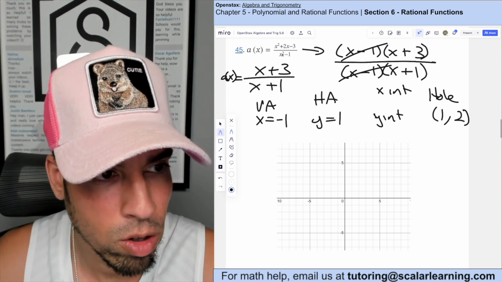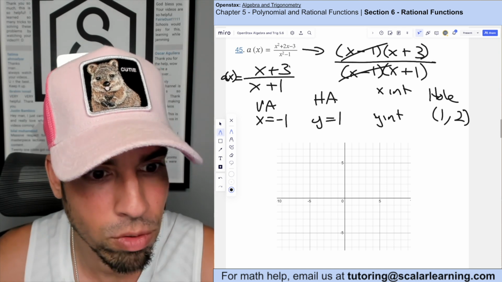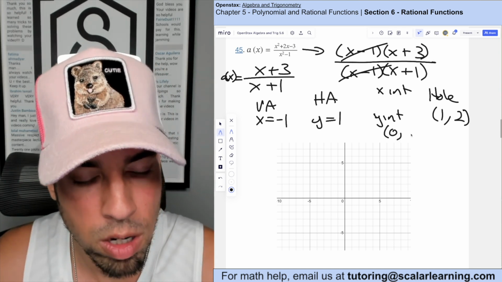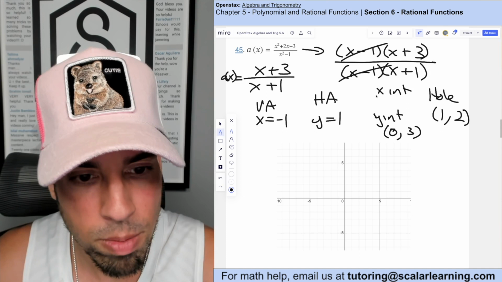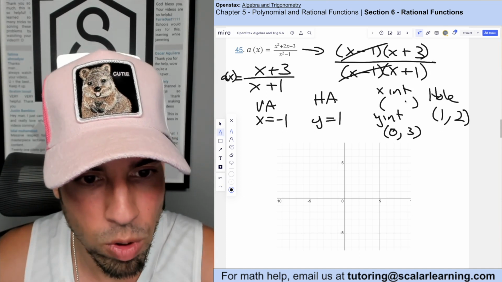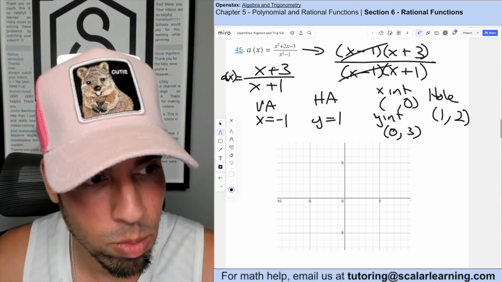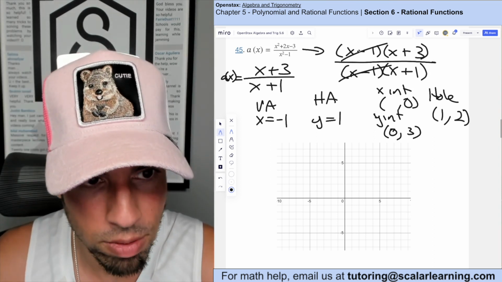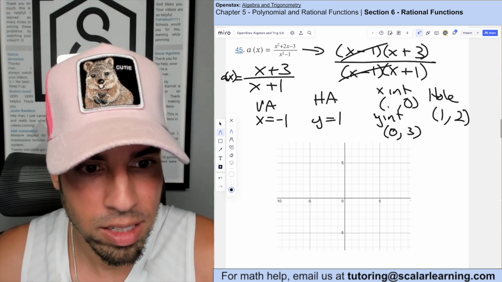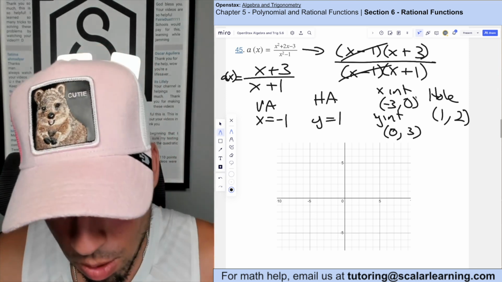We got negative 3 over 0 minus 1, which is negative 1. Negative 3 over negative 1 is positive 3. And what about the x-intercepts? The x-intercepts is where the function goes to 0. And where's the function going to go to 0? It's when the numerator goes to 0, but after we cancel this out. So that's going to happen when x equals negative 3. So now we got enough information.